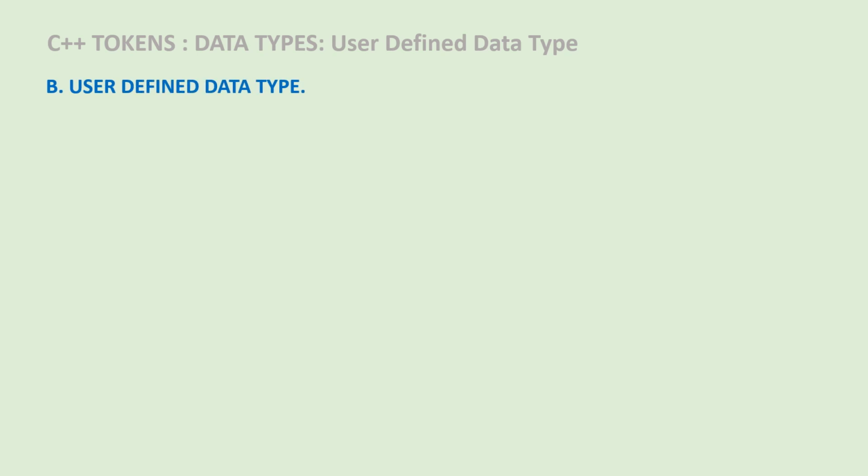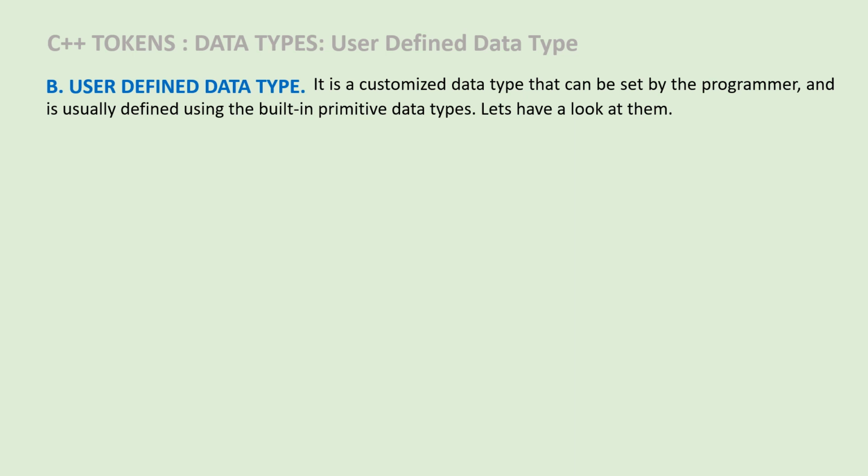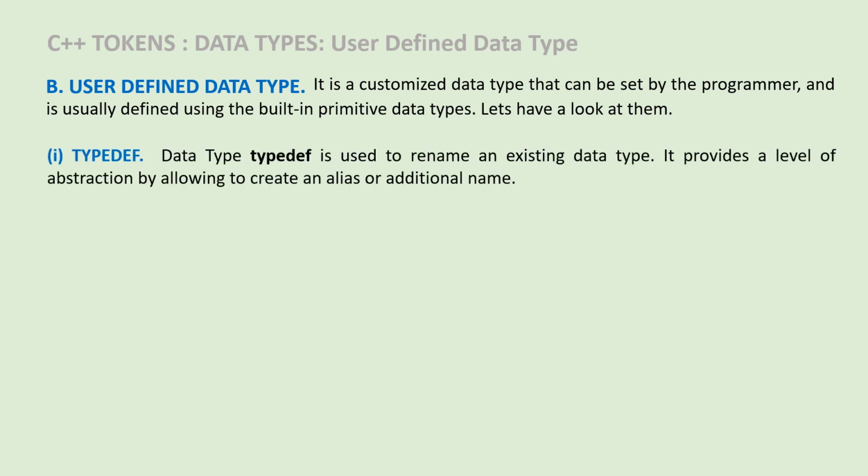We will now look into the second major classification of data types: the user-defined data type. Remember that we learned about three major classifications of data types: primitive, user-defined, and derived. The user-defined data type is a customized data type that can be set by the programmer, and is usually defined using the built-in primitive data types. Let's have a look at them.